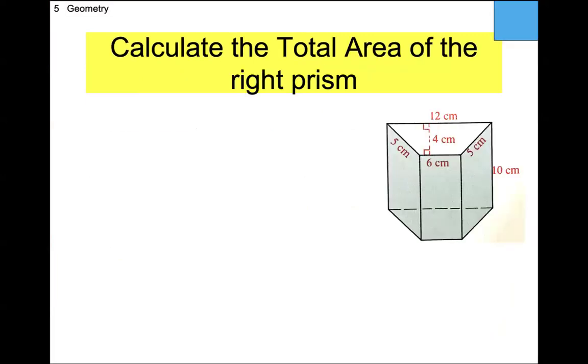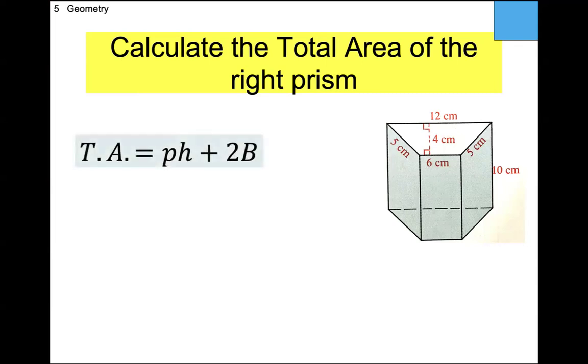Now, you will not be given nice, easy, friendly, 7th and 8th grade versions of this. You're going to be given a challenging one. So here's a challenging one. It says, calculate the total area of the right prism. So it's telling us it's a right prism. Prisms are named after their base shape, and the base here is a trapezoid. So this would be a trapezoidal prism.